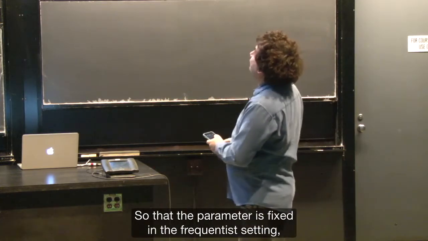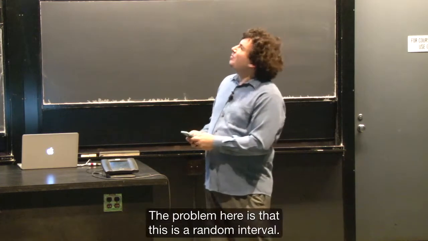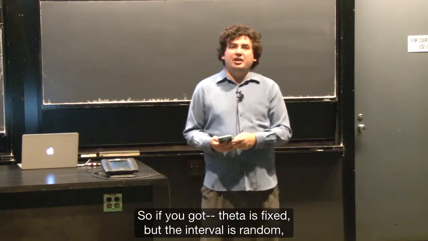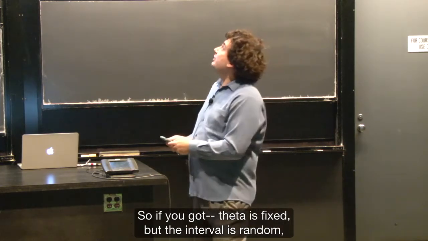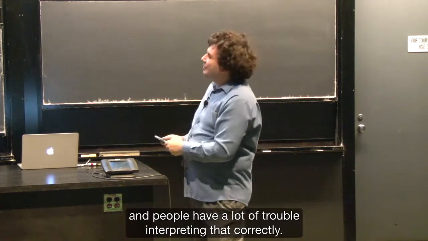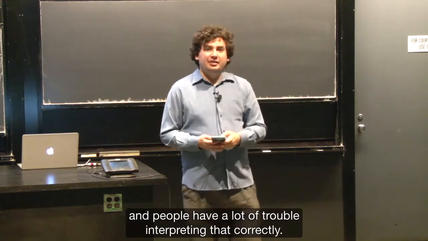So the parameter is fixed in the frequentist setting. The data is random. The problem here is that this is a random interval. Theta is fixed, but the interval is random. And people have a lot of trouble interpreting that correctly.